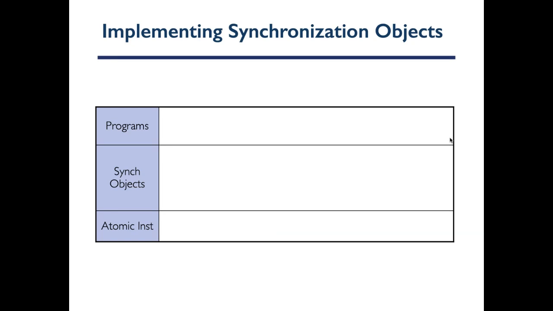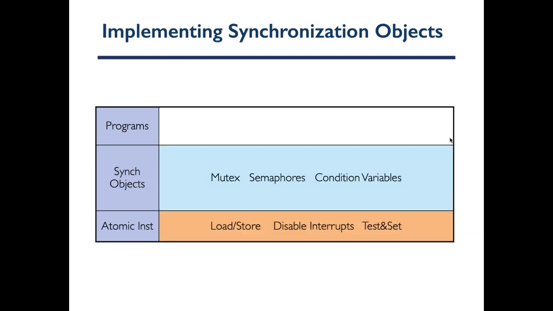Just to remind ourselves what they are. Inside the hardware, we're going to have a bunch of instructions that we're going to use: load, store, disabling interrupts, test and set. And then there are objects that we want to implement. These are mutexes, semaphores, condition variables. And then inside our programs, we can use these objects to implement, let's say, bounded buffers, producer-consumer locks, or reader-writer locks.